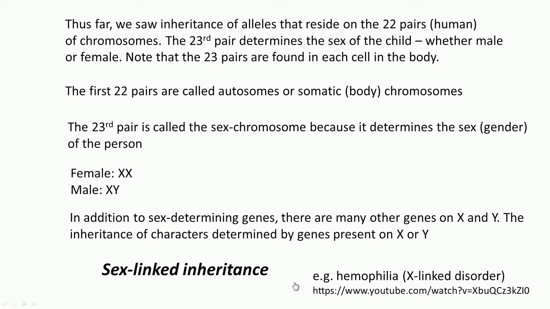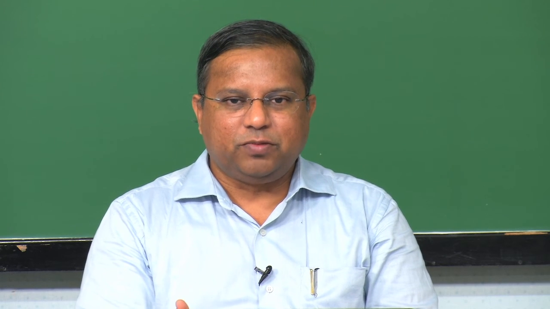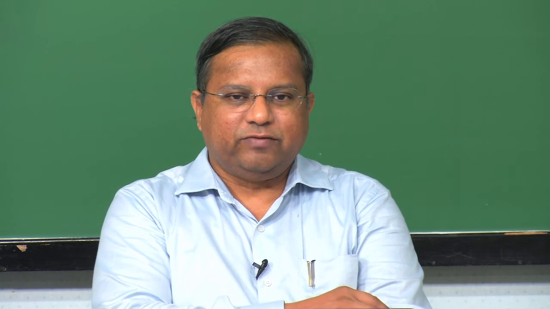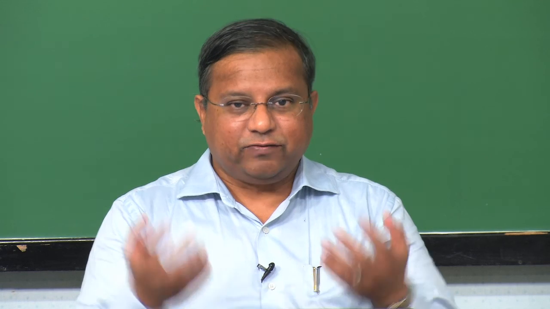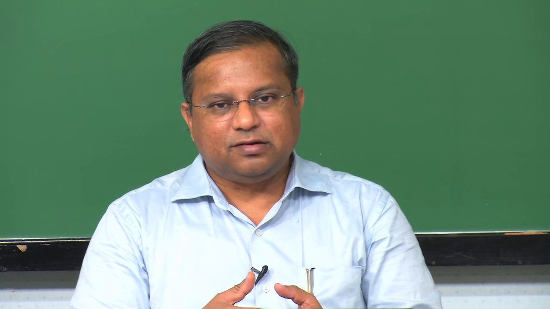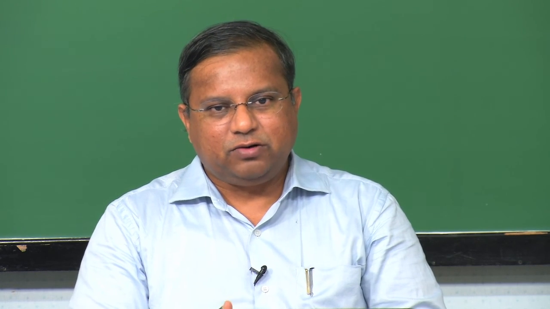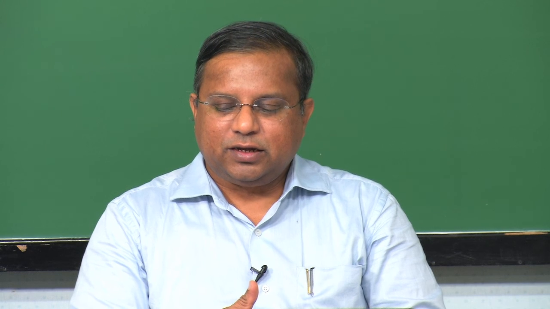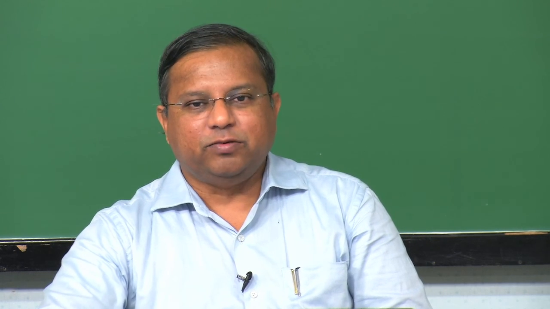An example of sex-linked inheritance is hemophilia. Hemophilia is an inability of the blood to clot, and if a person has a wound, the person continues to bleed. If it is outside, there is a way of handling it, but if it happens inside, then it can be dangerous inside the body. The person can bleed to death for no fault, and that condition is actually called hemophilia.